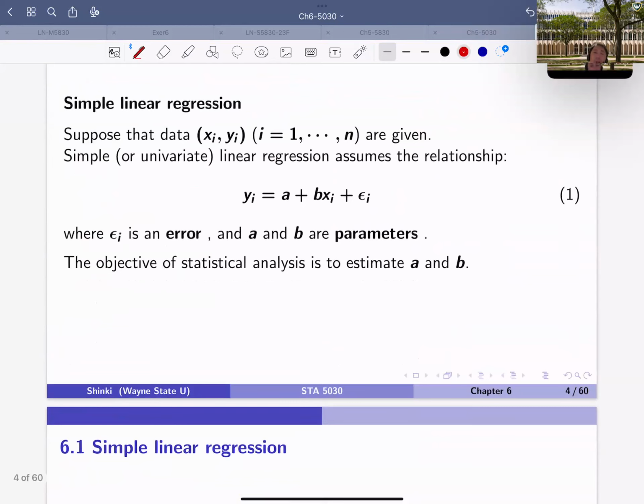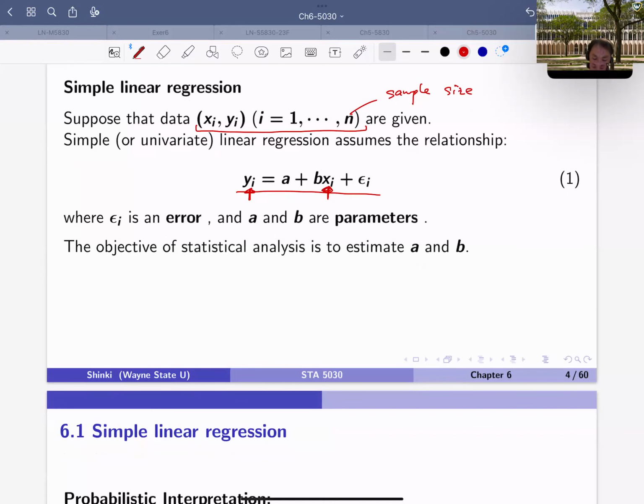In simple linear regression, we assume that we observe data x1, y1 to xn, yn. n is the sample size, just a fixed number. The linear regression assumes that y sub i is equal to a plus b times x sub i plus epsilon i. So x may be the calorie intake and y the weight gain, the mass, then x_i explains y_i.